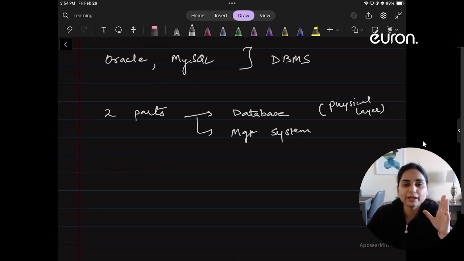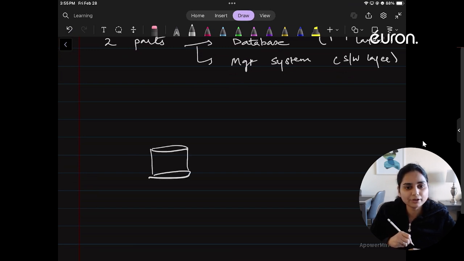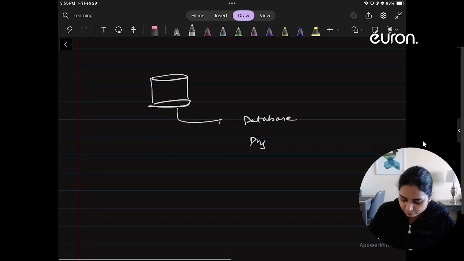And the management system is the software which you use for performing all of the operations. This is your software layer. Here you perform all of your operations like data retrieval, organization, security, and anything else. So we make use of these two layers: the database where your actual data is stored, and the management system which helps you interact with the data. This is how you can visualize it. This is your database, this is your physical layer.